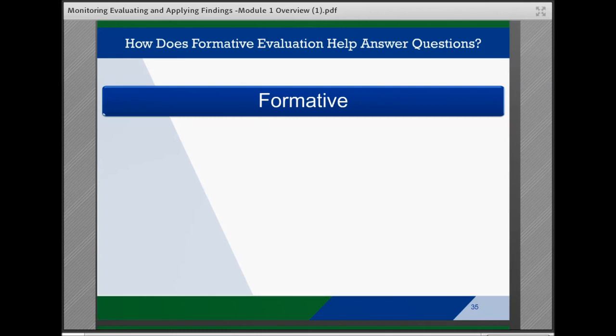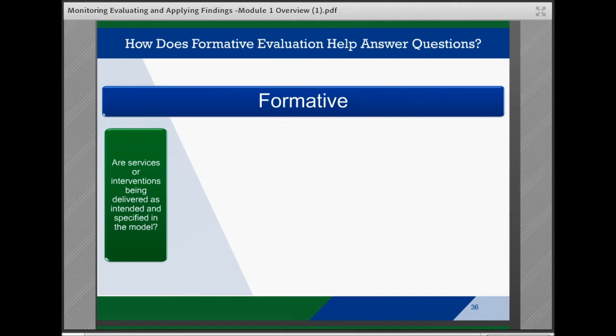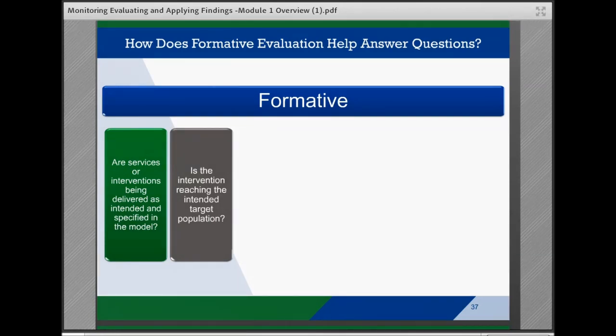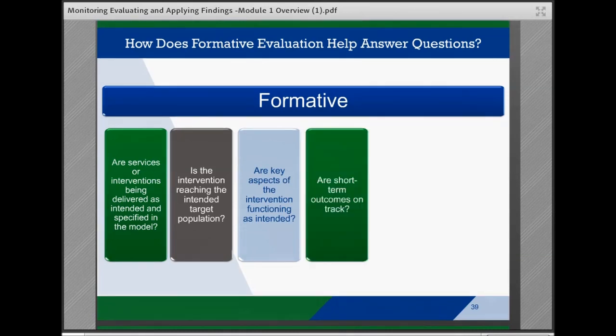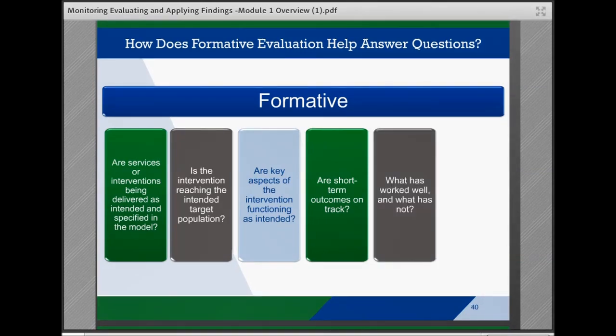For formative evaluation, some types of questions to consider might include: are staff implementing the intervention and delivering services as intended by the program designers and specified in the intervention model? If not, why? Is the intervention reaching the intended target population? If not, what barriers can be addressed? Are key aspects of the intervention functioning as intended? Are short-term outcomes on track? What has worked well and what not? And what needs to be improved, and how does it need to be improved?